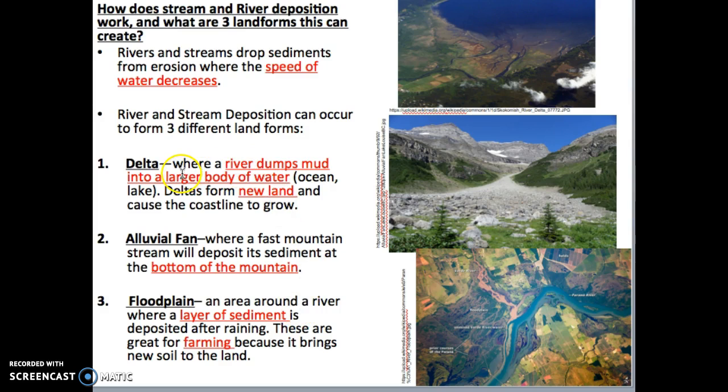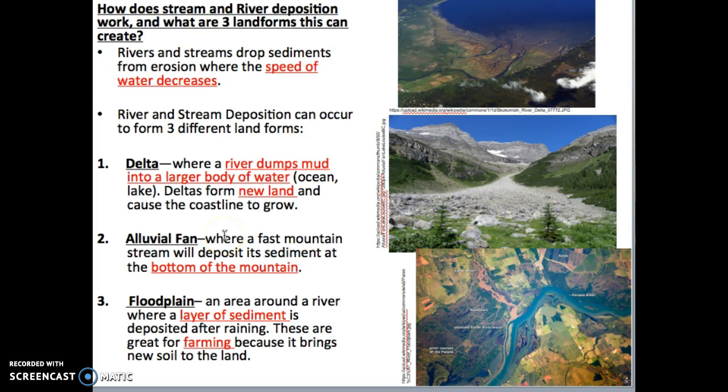The first one is a delta. This is basically where a river will dump mud into a larger body of water like an ocean or lake. This is a picture of a delta right here, and you can see all the mud and sediment that was carried by river erosion gets dumped in this area. Deltas can form new land, where it dumps the mud, and it can cause the coastlines to grow larger.